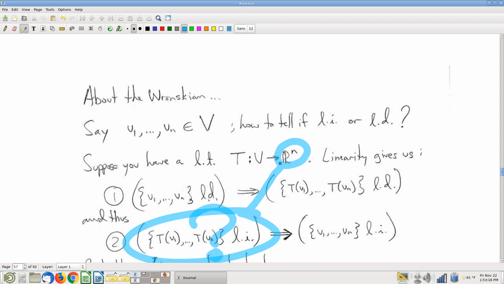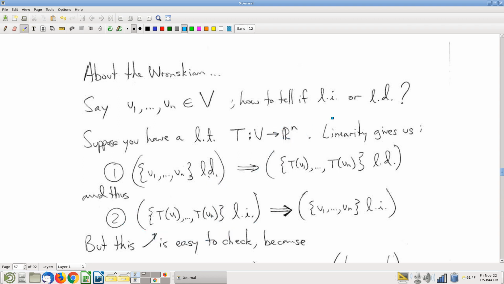So the strategy we're going to take here is, I would like to be able to answer this question easily. I would like these outputs to be easily arbitrated as either independent or dependent. So let's have our target be Rn, where it is in fact very easy to arbitrate whether the list is independent or dependent.